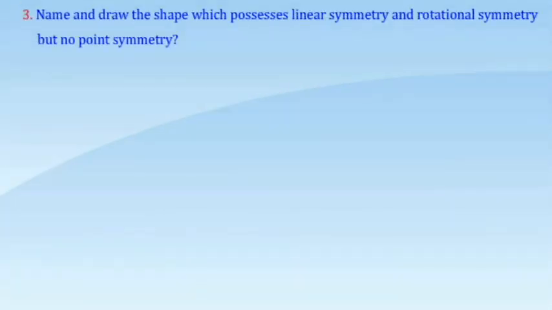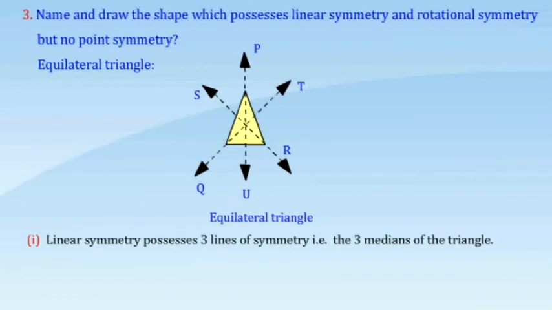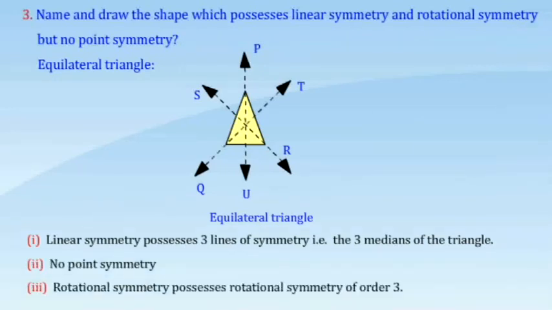Name and draw the shape which possesses linear symmetry and rotational symmetry, but no point symmetry. Equilateral triangle. Linear symmetry possesses three lines of symmetry, that is, the three medians of the triangle. No point symmetry. Rotational symmetry possesses rotational symmetry of order 3.